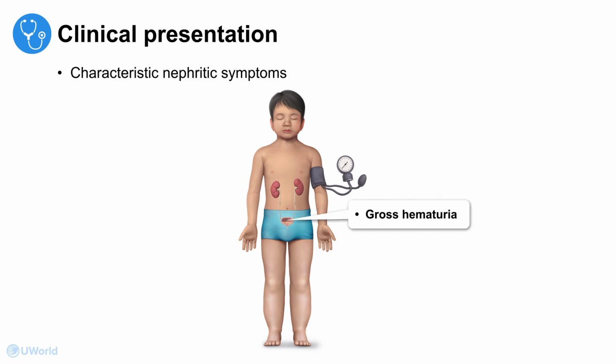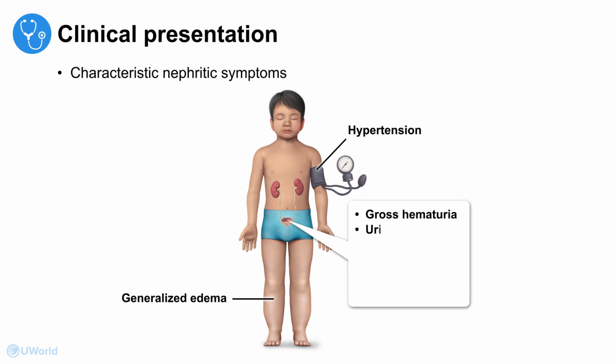Gross hematuria results from glomerular capillary disruption and frequently manifests as tea or cola-colored urine. Hypertension and edema can develop due to impaired glomerular filtration and the resulting water and sodium retention. Patients also have laboratory evidence of glomerulonephritis.